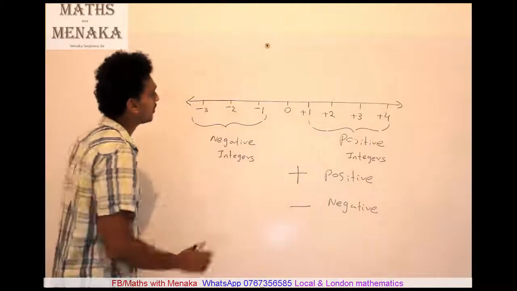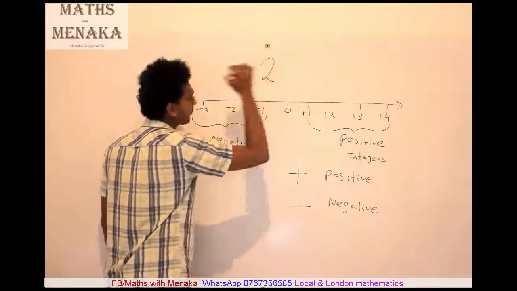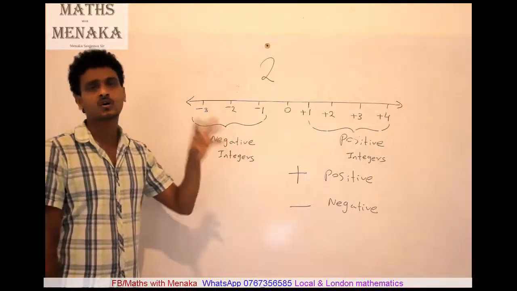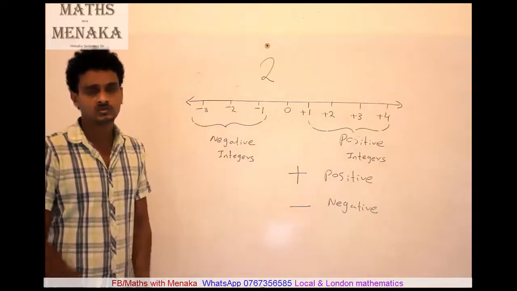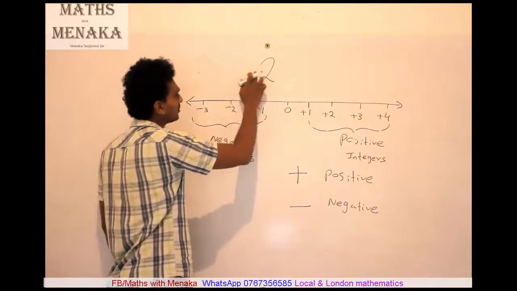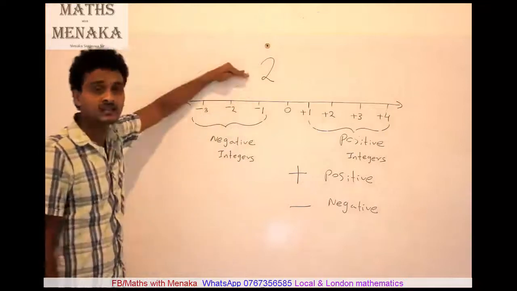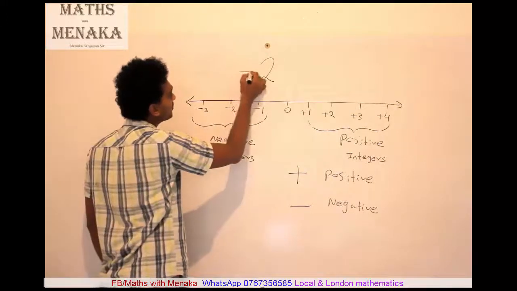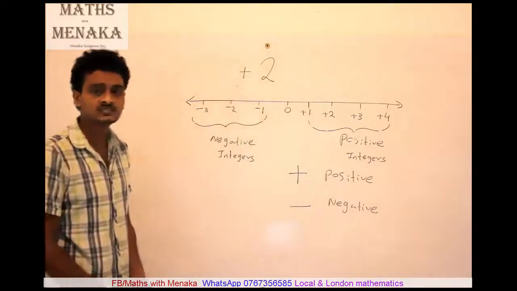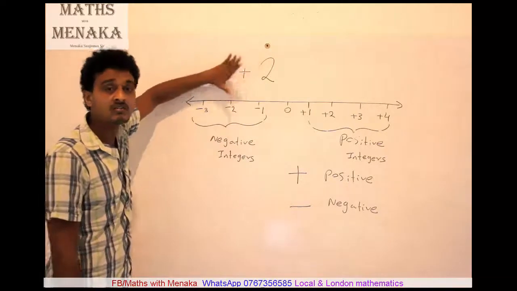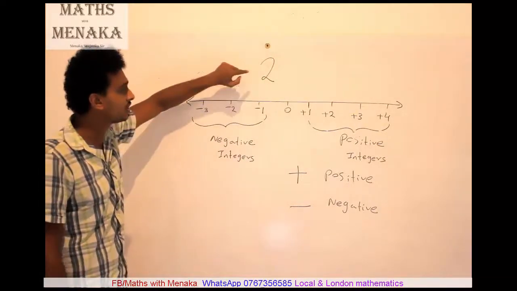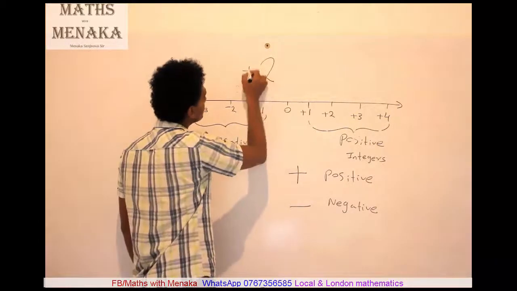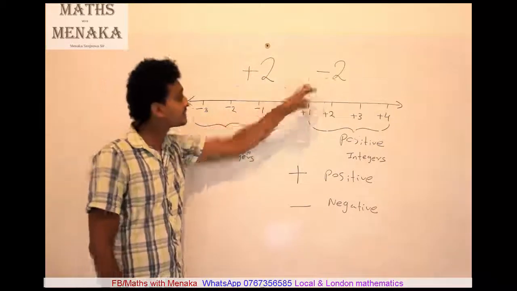Now, when you write a number normally, it must be a positive number or a negative number. When you write 2, there's a sign, but we have not written it. If there is no sign, you should remember the sign of this number is positive. Normally we don't write the positive sign, we just write 2, but you should know the sign of this number is positive. If it's negative 2, we must write the negative sign.